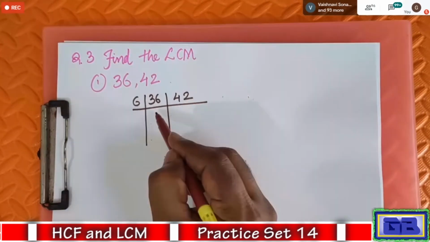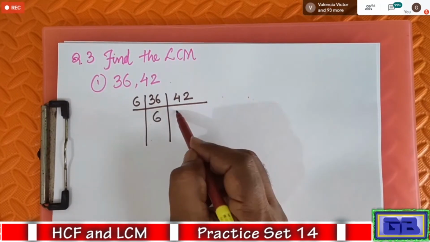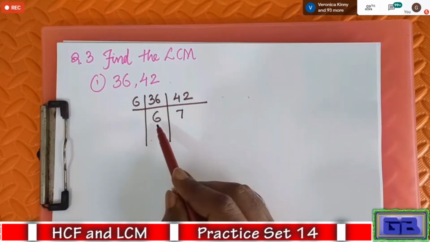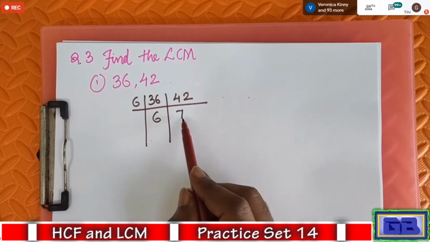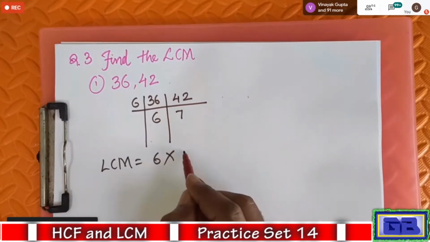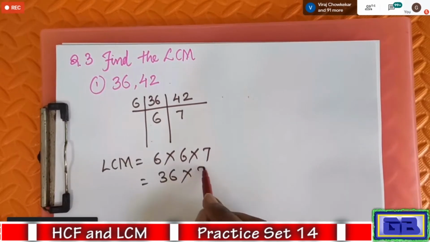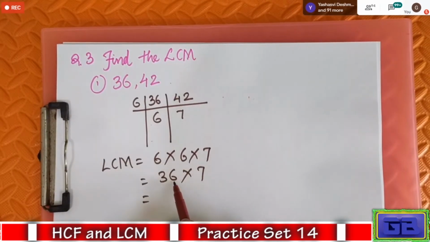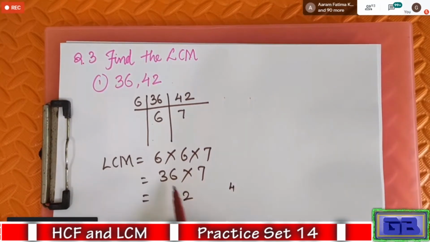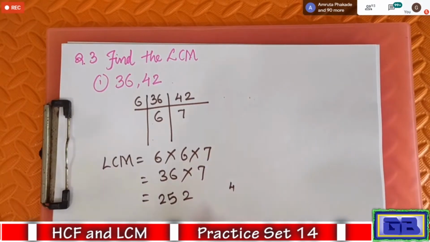We'll take here 6. 6 sixes are 36, and 6 sevens are 42. Now we will multiply this 6 and this 7. LCM equals 6 into 6 into 7. 6 sixes are 36, multiply by 7. 6 sevens are 42, 4 carry. 7 threes are 21 plus 4, 25. Write down number 2.